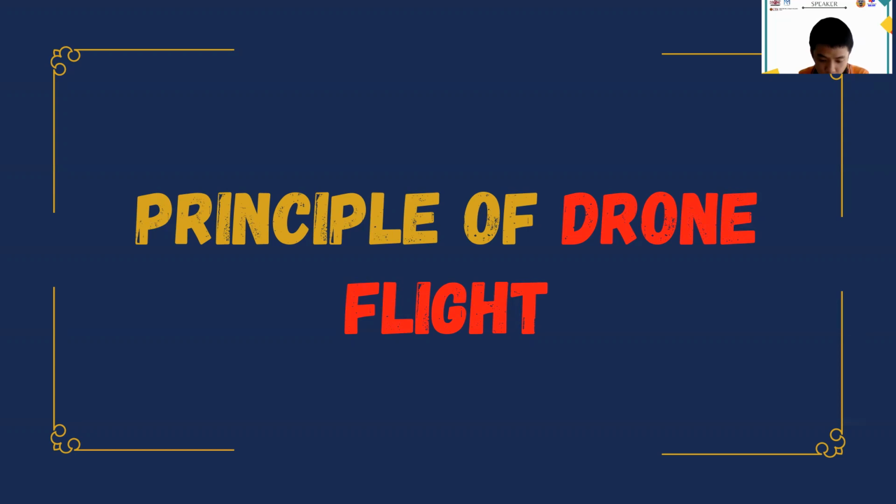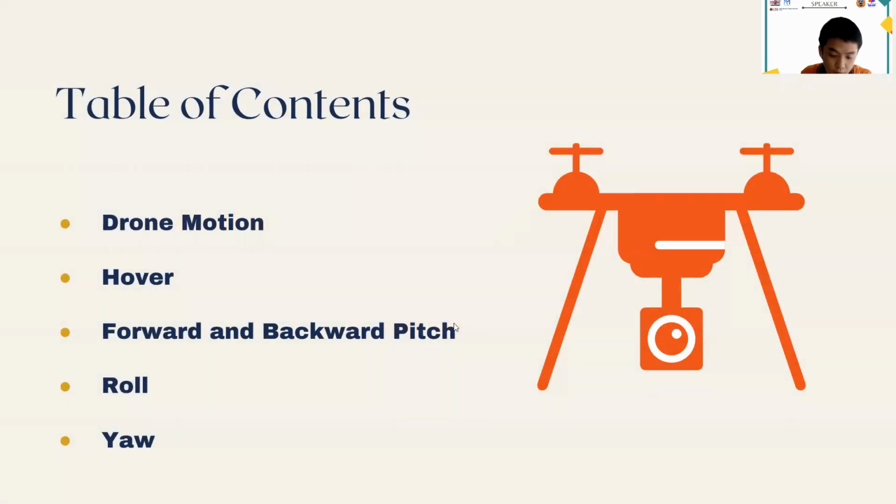Okay, hello guys. Now I would like to present about the principle of drone flight. Basically, the principle of drone flight is divided into four parts only, which are the hover, the forward and backward pitch, roll, and also yaw. Right. So now I'm going to talk about the drone motion first.